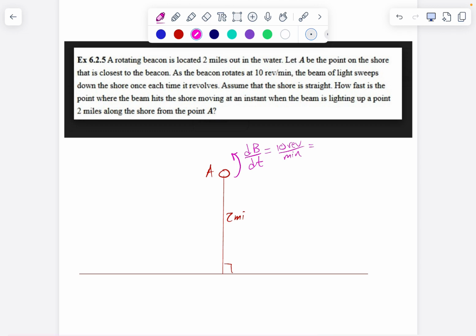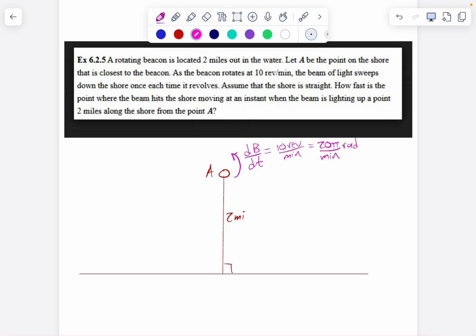Ten revolutions. How many radians are in one full turn? 2 pi, right? And then we do this 10 times per minute. So this is 20 pi. If you want to label it, it's 20 pi radians per minute. The radians actually doesn't matter in this one, but we have to be in radians for it to work. I'm just saying that we're not going to use the units in any labels.